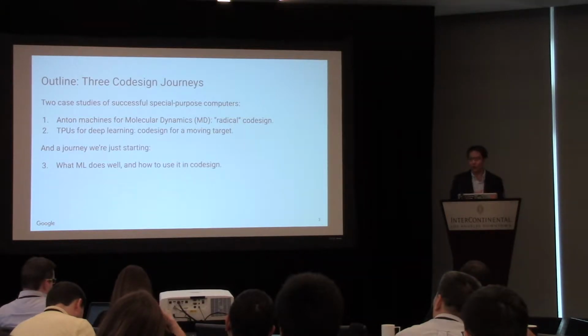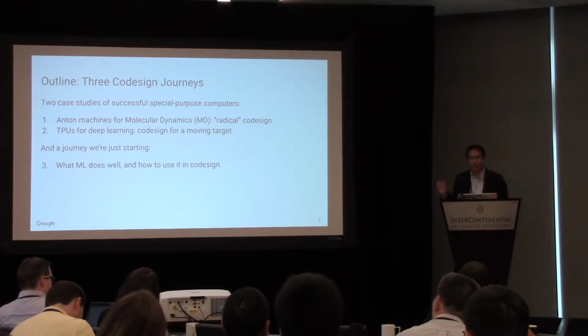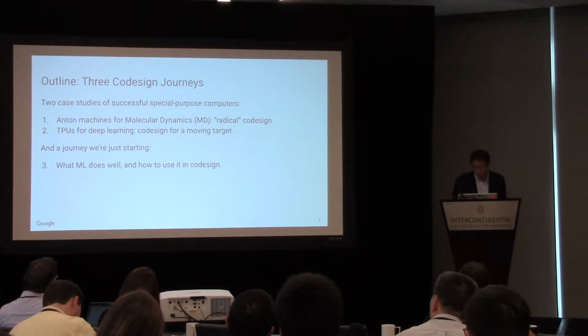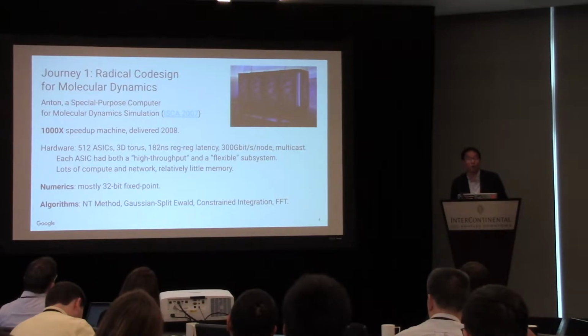If you talk to the neural network researchers, they think architecture means something entirely different. They think architecture is model architecture. So if you say learn to architect, that's actually a name collision. And so Learn to Accelerate is the thing we focused on. So let me talk about Anton machines first. The first journey, radical co-design for molecular dynamics.